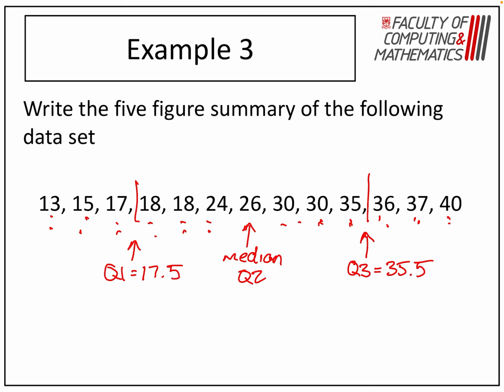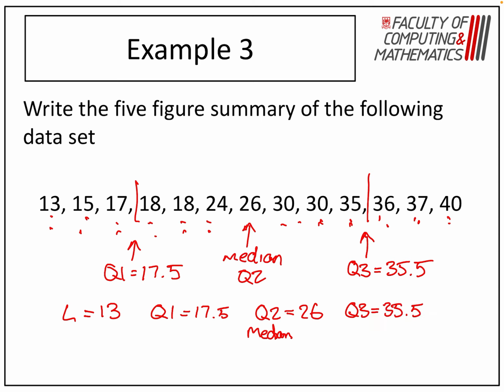So to state our 5-figure summary, we need to say what the lowest value is. Okay, so our lowest value is 13. We then need to say what our quartile 1 is, which is 17.5. Quartile 2, or the median, is going to give us 26. And quartile 3 is 35.5. And then we need to also put in our highest value, which in this case is 40. And that's just written out our 5-figure summary.